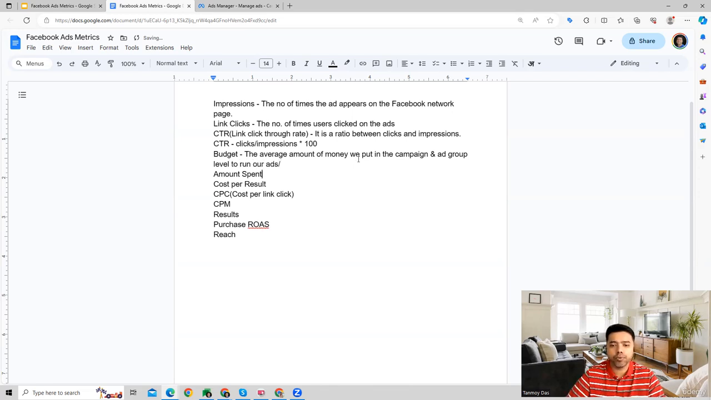Similarly, guys, what we also have is amount spent. Amount spent is primarily the actual money which is getting spent on running our Facebook ads. Once our ad starts running and it receives clicks or impressions, based on whatever objective we have chosen in the campaign, Facebook will charge us for those clicks and impressions. So this is the actual money which Facebook charges us for running our ads.